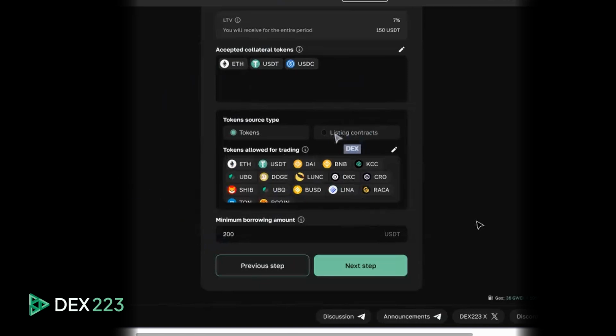You can just tick the listing contracts here. Here will be a similar option. It is not currently implemented in the UI template, but it will be in the production version. So this will save a lot of gas, and this is our advantage, and another reason for supporting the listing contracts in our exchange.